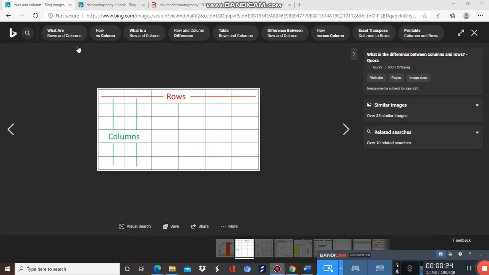Please see this Google image. In a general sense, suppose you are going for an examination, and it is written on the notice board that there is row 1, row 2, row 3. I will just give you a brief idea about the rows. Here these are the rows and these are the columns. Columns are of these types, and rows are these straight ones.